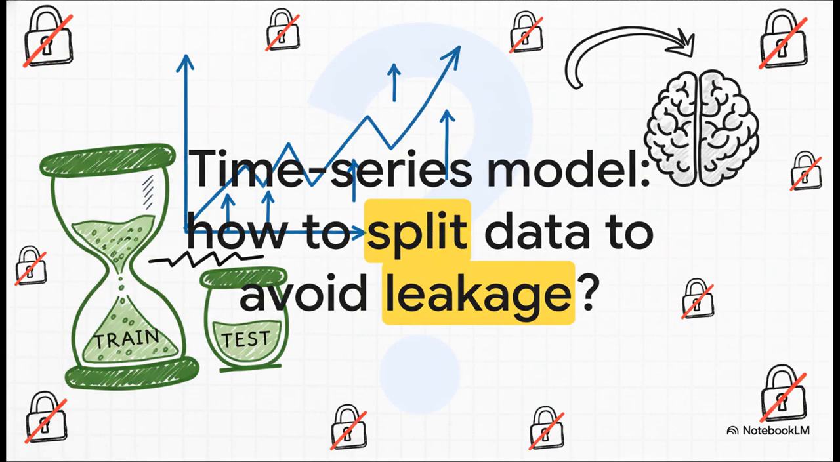Question 3 is a classic trap, so watch out for this one. You're building a model to predict future stock prices. You have to split your data to train and test it. How do you do that without accidentally cheating?